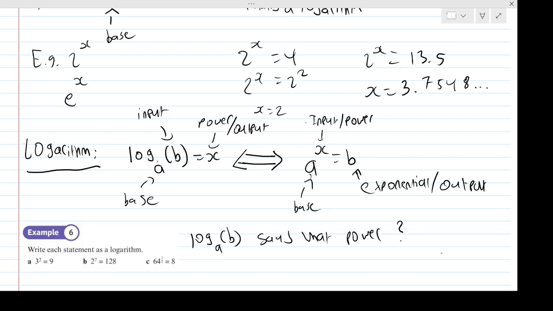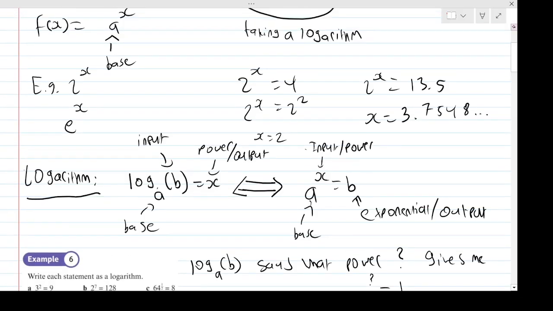do I use, question mark, that gives me the base a to the power of question mark equals my number b? So if I raise a number a, what power is it being raised by to get b? That's what the logarithm tells me. It tells me what power, what question mark, gives me that expression.